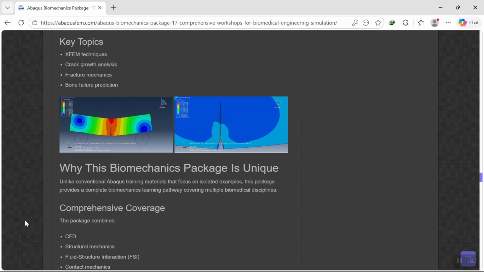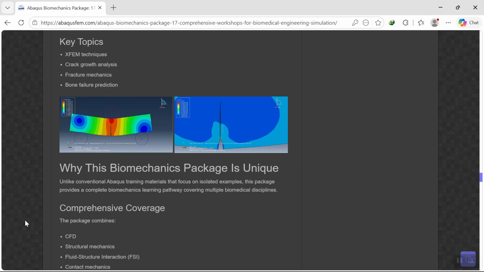Now let's talk about what you actually receive. For every workshop, you will receive the complete CAE file, allowing you to explore and modify the simulation setup. You will receive the input file. In addition, you will receive a step-by-step video tutorial and the paper if it exists. This allows you not only to reproduce the simulation, but also to understand the theoretical and scientific background behind each project.